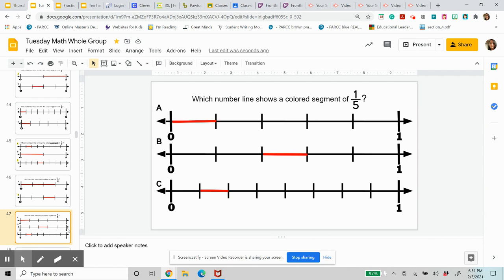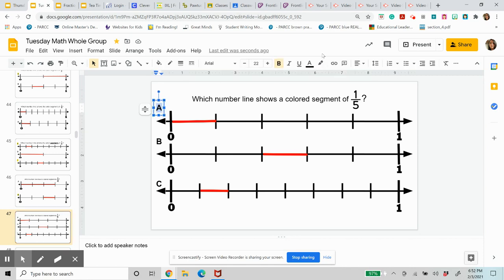So the first thing we got to see is which number lines are broken up into 5 parts, right? So 1, 2, 3, 4, 5. This one's broken up into 5 parts. This one has 1 piece colored. So this is 1 segment. So A is a choice.